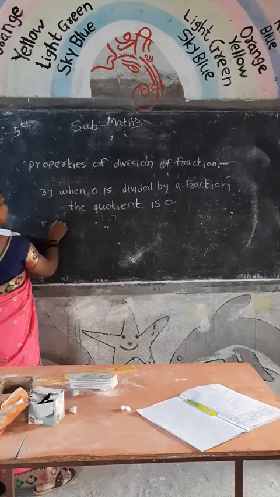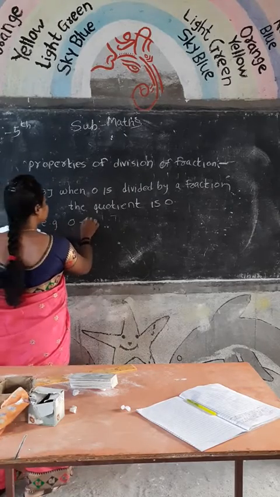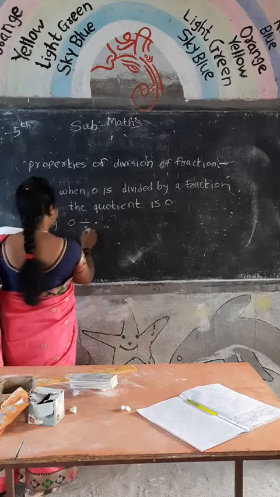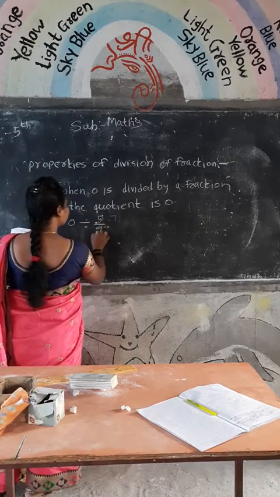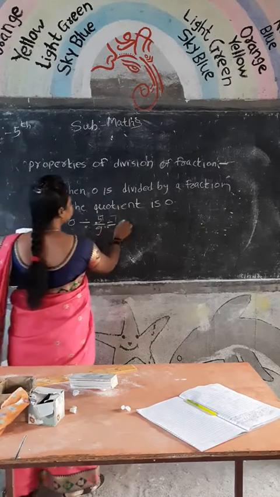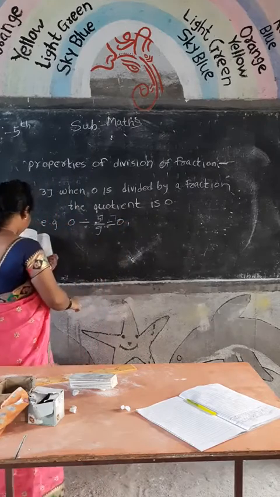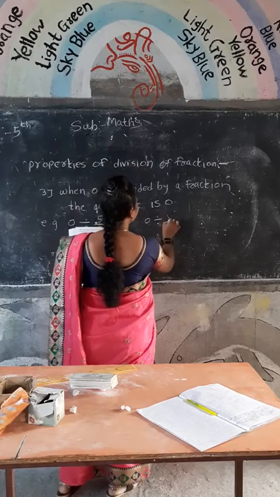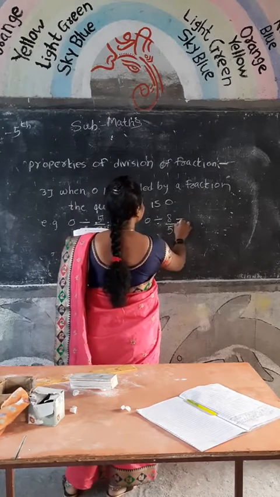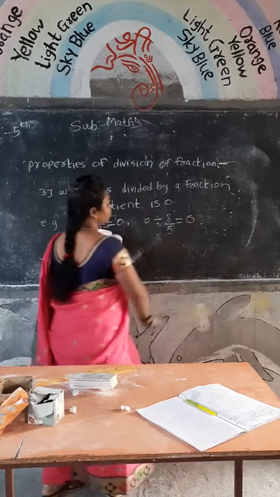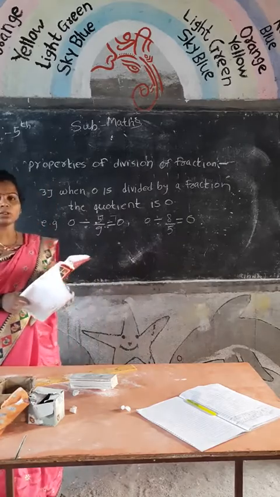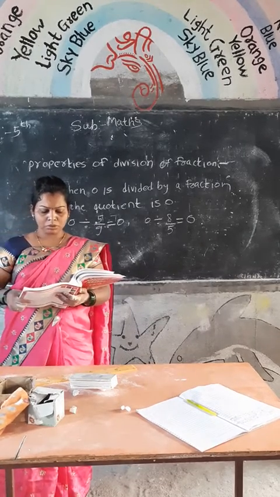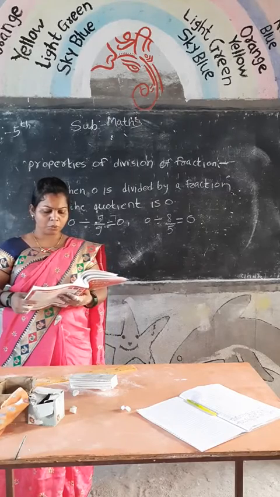For example of this property, 0 is divided by any fraction, say 5/9, then we will get the quotient 0. Second example is, 0 divided by 8/5, the quotient is 0. Next, solve exercise 4.5 as homework.